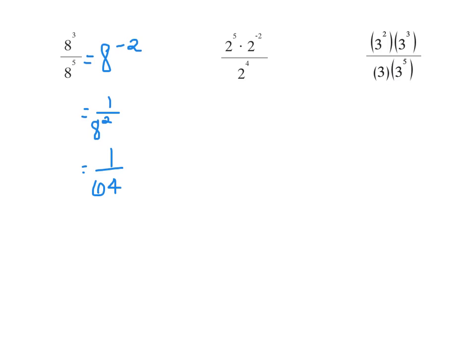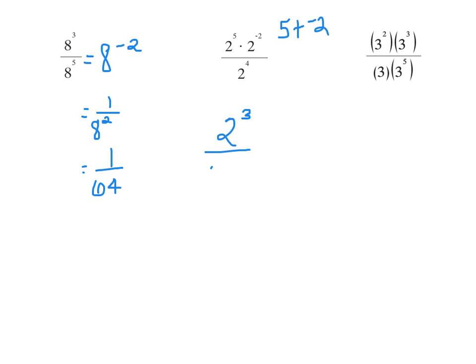Go ahead and try the second problem. All right, we're going to take it one step at a time. First, I'm going to combine that numerator. I'm multiplying with the same base, so I'm just going to add my exponents. 5 plus negative 2. They're different signs, so I'm going to subtract. So my numerator becomes 2 to the third power.